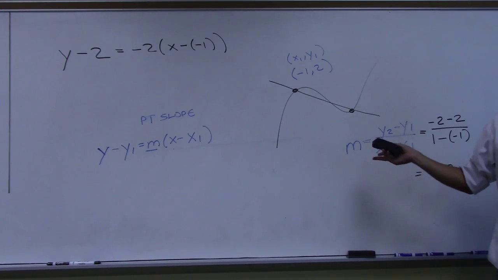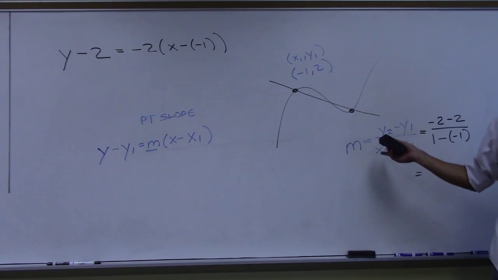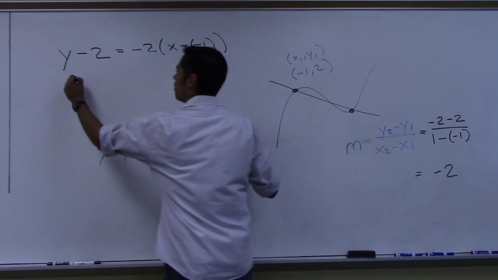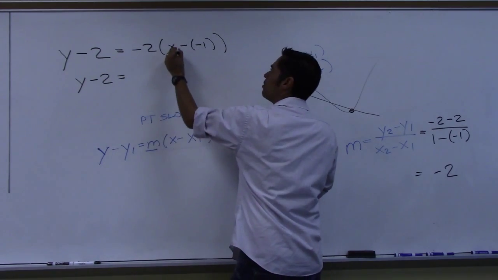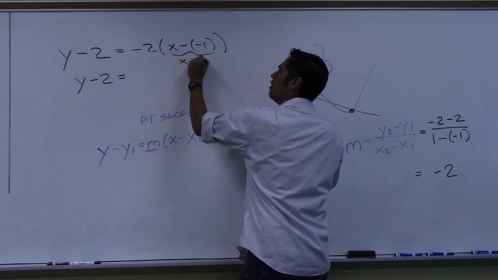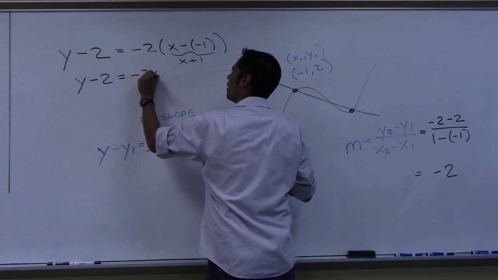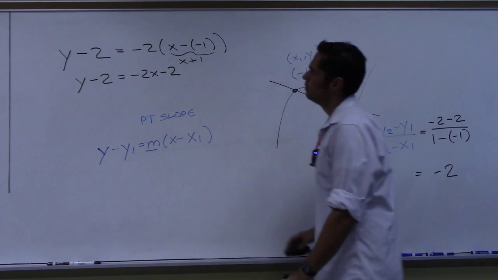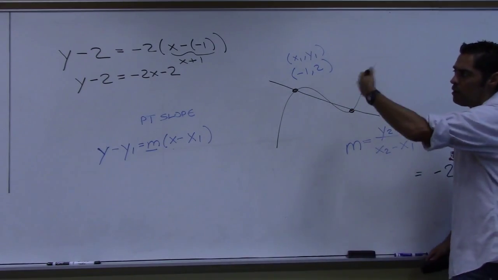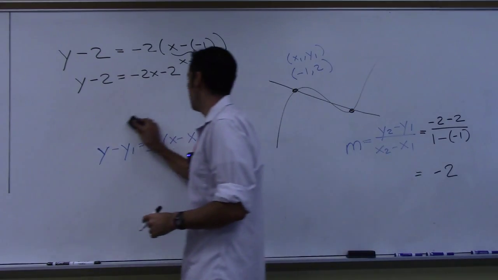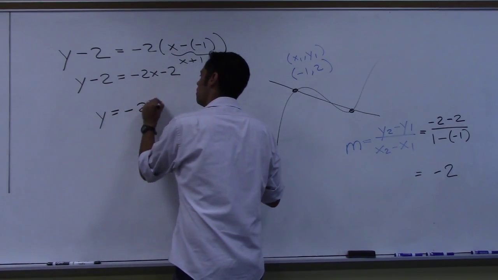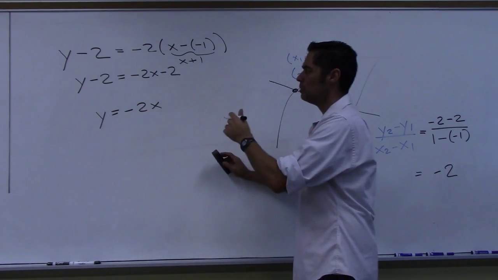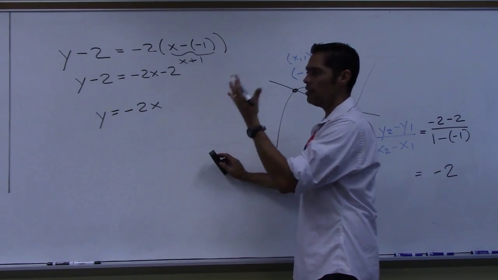There's no calculus here. Do you all agree? There's nothing calculus here at all. It's all algebra at this point. So this will become what? X plus 1 in here, and then distribute through: negative 2x minus 2. Bring your 2 over, and you'll have your nice form of a line. Y equals negative 2x. That's it.